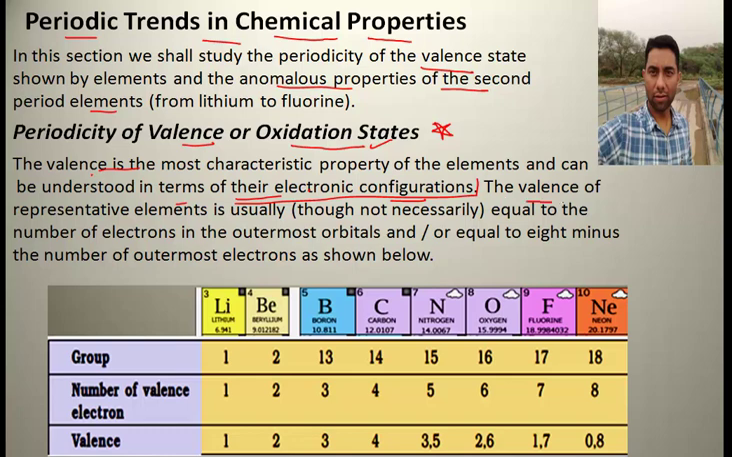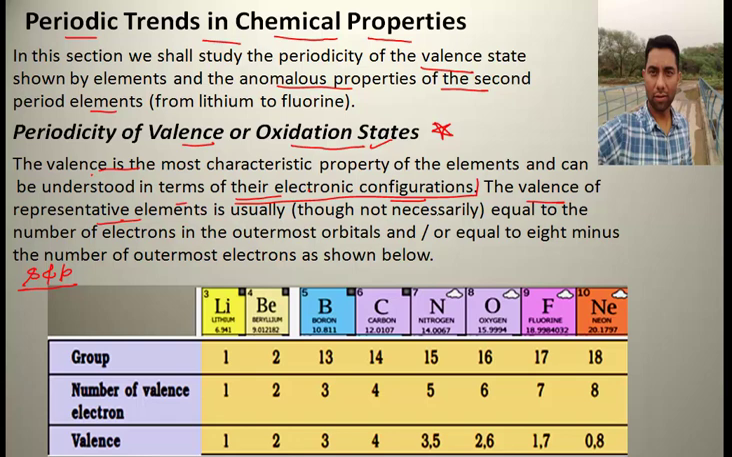Now the valence of representative elements. Now what are representative elements? Representative elements are S and P block elements, they are called representative elements, right? We have discussed it already.